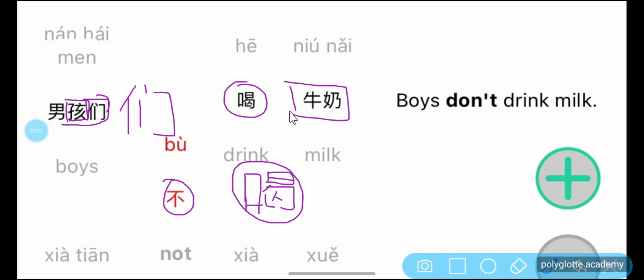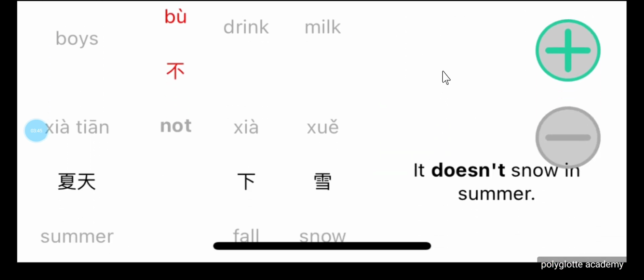So let's move on to 牛奶. 牛奶 here means milk. This is a demonstration on how to write 牛奶. Super easy, and you are good to go. So 男孩们不喝牛奶，非常好。Boys don't drink milk，非常好。好，继续。Let's move ahead.